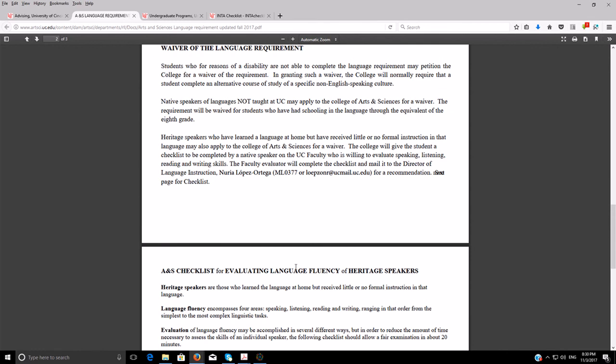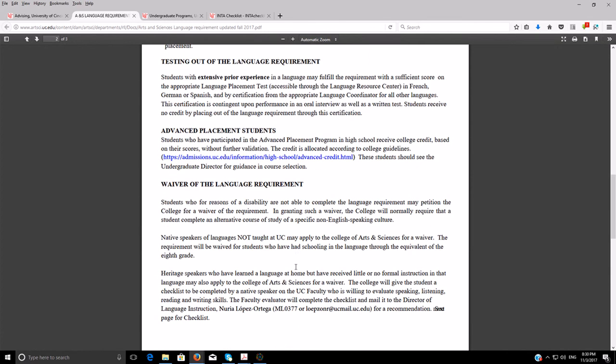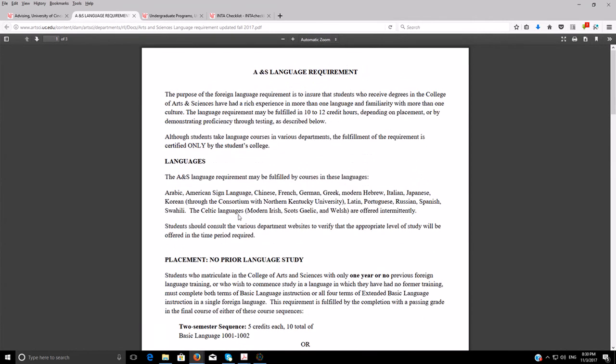Now, please remember that completing the form does waive the requirement, but does not waive the credit hours associated with the requirement, which means that it is the responsibility of the student to accumulate additional credit hours to fulfill general education and the overall 120 college credit hours requirement.